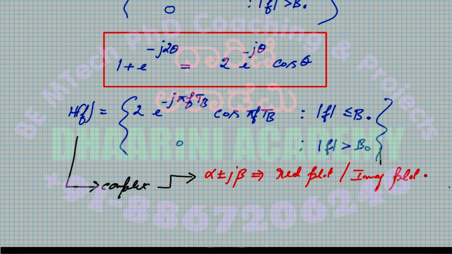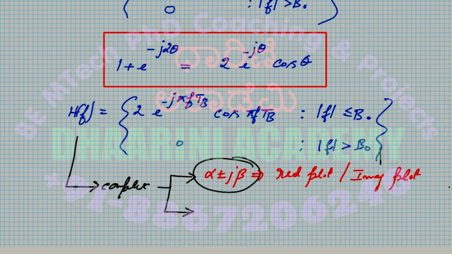Correct? If you remember, this is what we do. If it is present in the first format, alpha plus or minus j beta, what do you call this kind of representation? It is called rectangular. It's a rectangular notation, alpha and j beta. Right? There is another format that is called the polar.